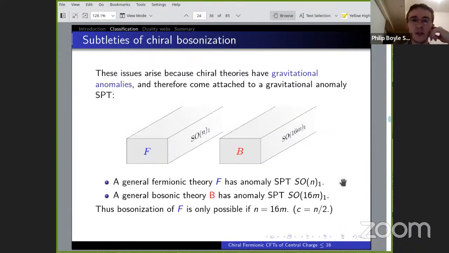So here are some subtleties of chiral bosonization. These issues arise because chiral theories, by definition, have gravitational anomalies and therefore come attached to a gravitational anomaly SPT phase. So if F is the most general possible fermionic theory with a gravitational anomaly, then it necessarily lives on the boundary of SO(N) level 1. So this is the anomaly SPT of F. And likewise, if you have the most general bosonic theory, then it lives on the boundary of SO(16N) level 1. Okay, and we know this from the bordism classification of SPT phases. And again, this is another place where unitarity is crucial.